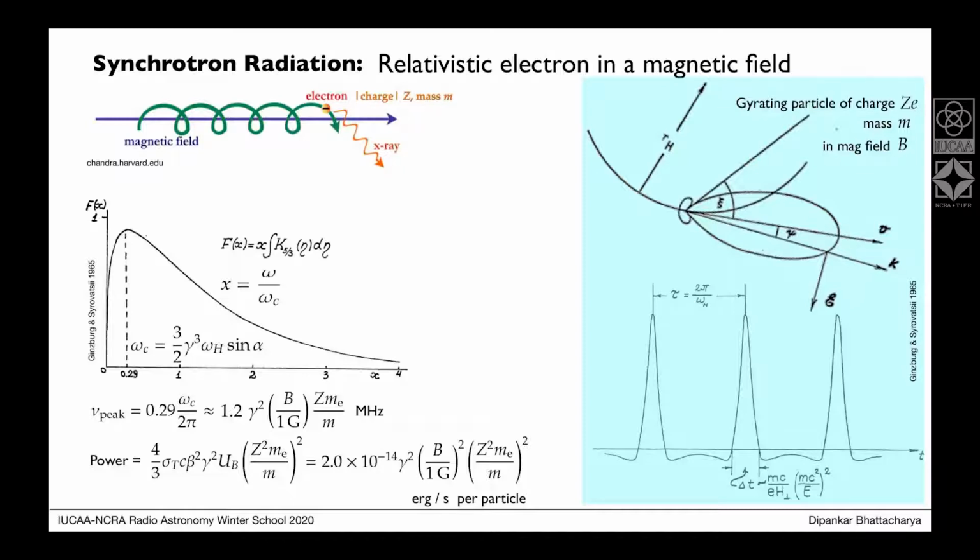So the power is proportional to the square of the magnetic field and the square of the Lorentz factor. The frequency is proportional to the square of the Lorentz factor and the linear power of the magnetic field. So that is how the dependence of synchrotron emission goes for a single electron. Now, of course, a source will have many electrons, each with a different value of velocity and therefore a different value of Lorentz factor. So to get the total emission from a source, we will have to integrate over the energy distribution of electrons.